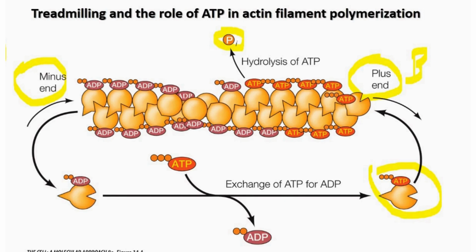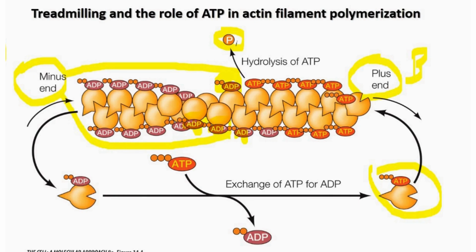Once ATP is hydrolyzed, it results in a zone of ADP-bound monomers. There it is, ADP-bound monomers. And where does it form? This forms towards the minus end, or the pointed end.